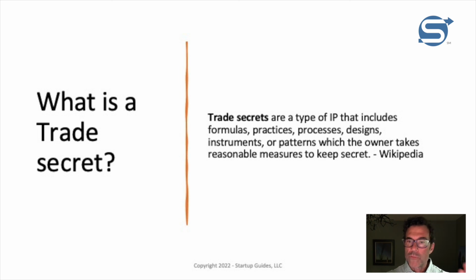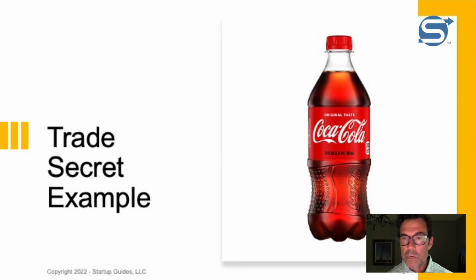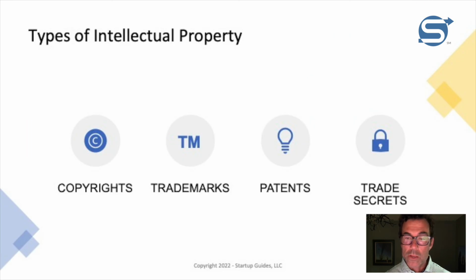So as opposed to the first three we talked about, trade secrets have their value for just the opposite reason, because they're not known, they're not publicly disclosed, they're kept secret. And only so long as they're kept secret do they have value. So that's the big distinction between that as opposed to the other ones. And again, as I alluded to, the Coca-Cola recipe, the secret formula, is probably the best example of a trade secret.